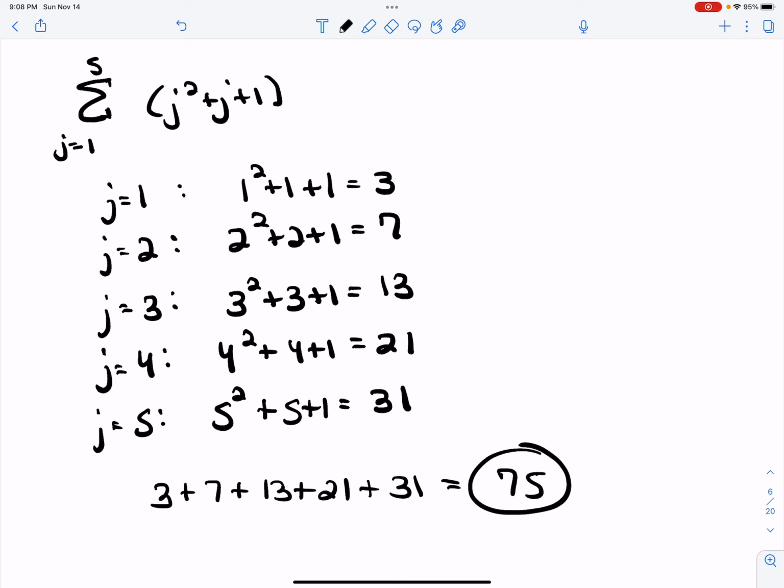So we're dealing with the j's, which are natural numbers from 1 to 5. And then you're substituting them into the expression there next to the sigma. Each time you do that, it gets you a term in the sequence. And then when you're done, you add up all those terms to get the final summation. So then you're dealing with your series.